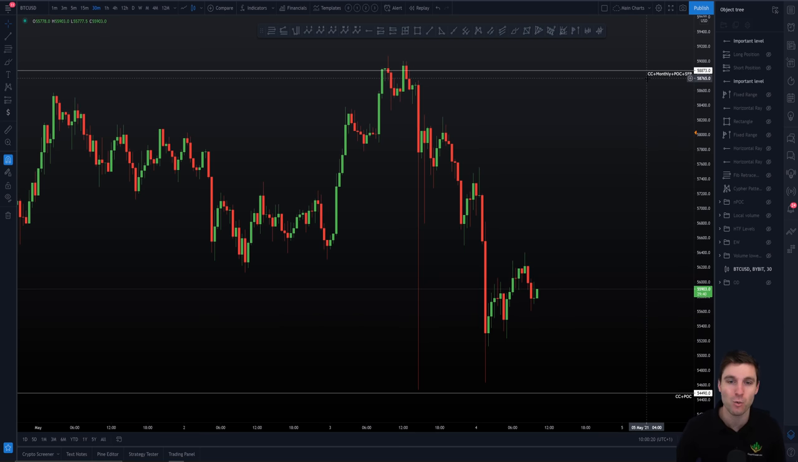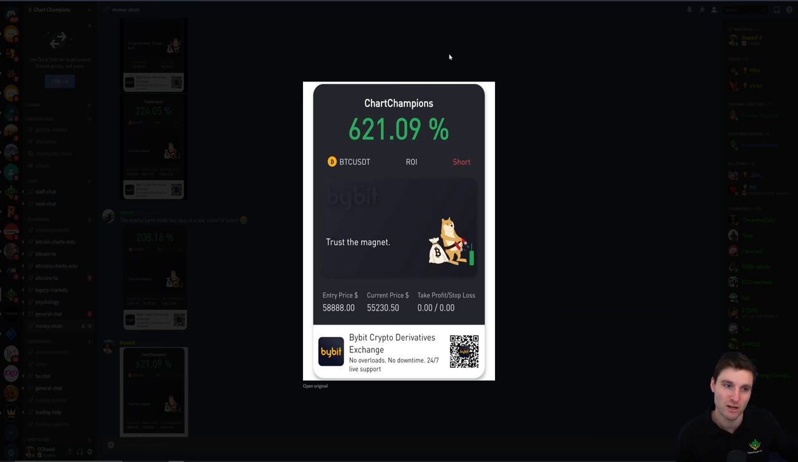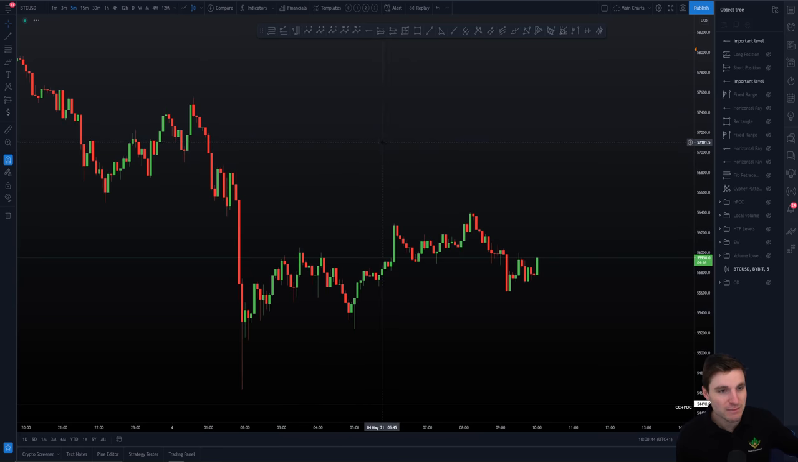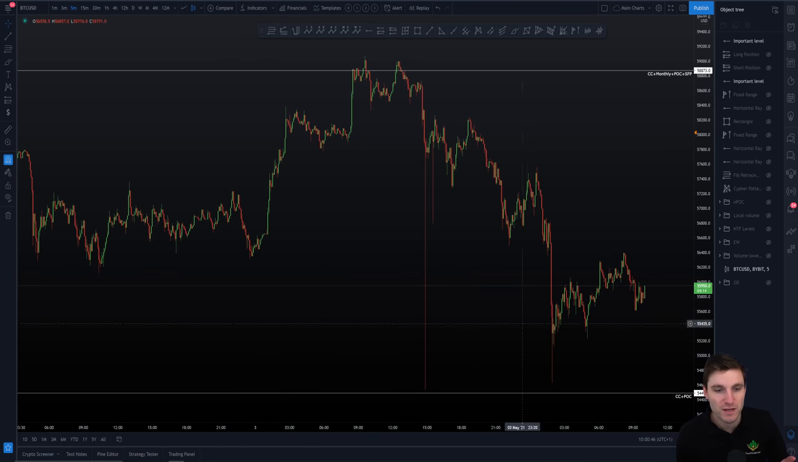This is a setup 100% of the time I am taking. There is not a day that goes by where I would not take that trade, because that is for me one of the highest probability trades you can get. Of course, I'm going to be taking that short position, whether that is a scalp or a swing trade for me. Let me talk you through this slightly more.